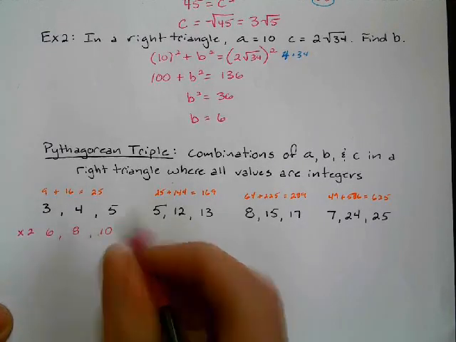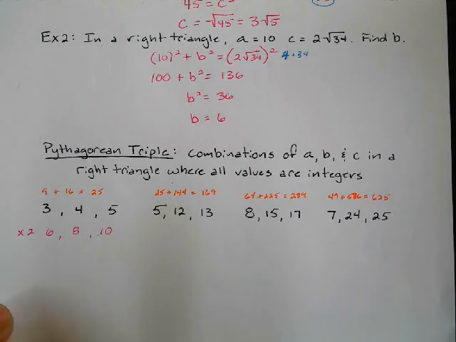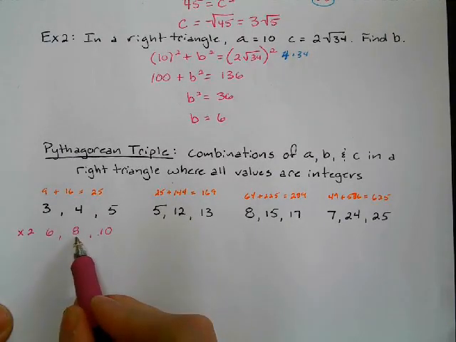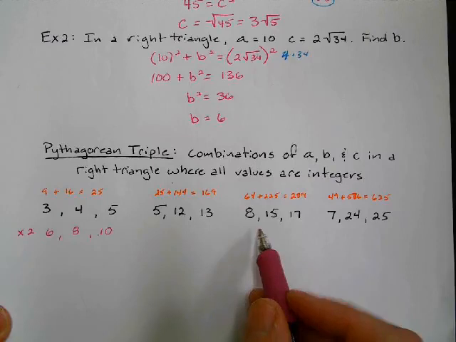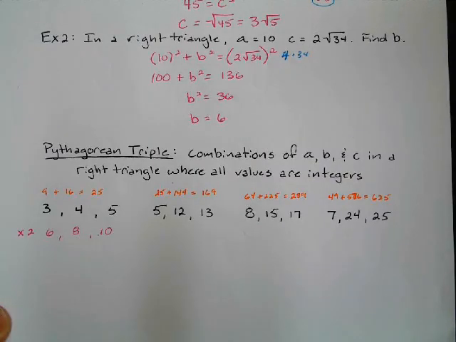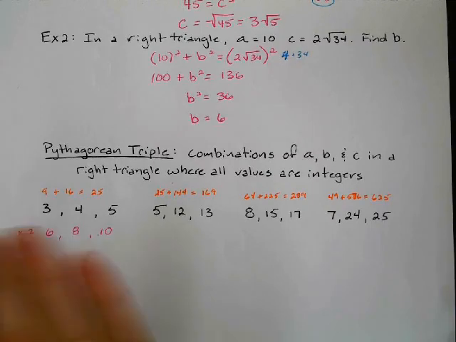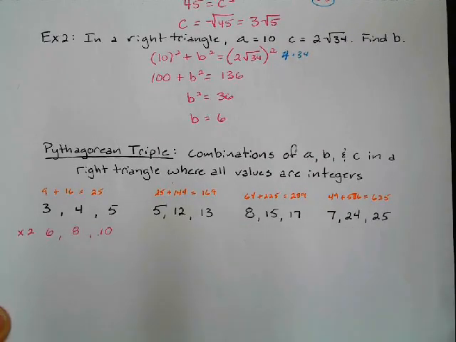That's another triple. 6 times 6 is 36. 8 times 8 is 64. 36 plus 64 is 100, so 10 squared. So that works. And that works for all of these. So 6, 8, 10 is a Pythagorean triple. There's an infinite number of Pythagorean triples. These are just some of the common ones I wrote down. There's a whole bunch of other ones.